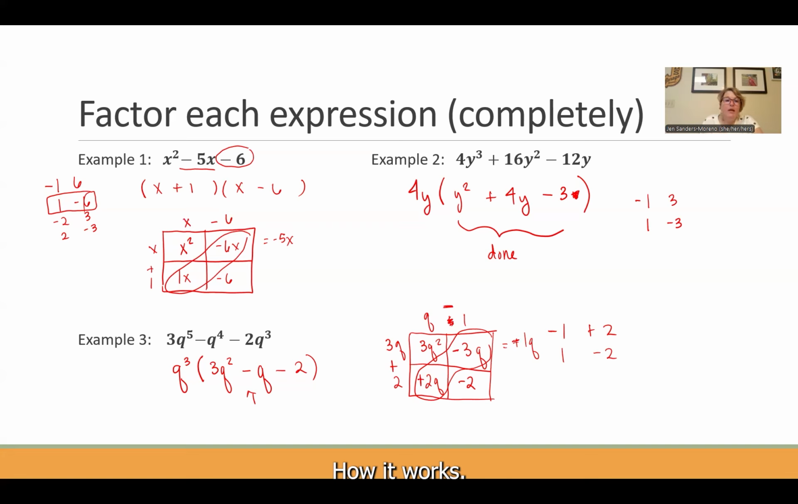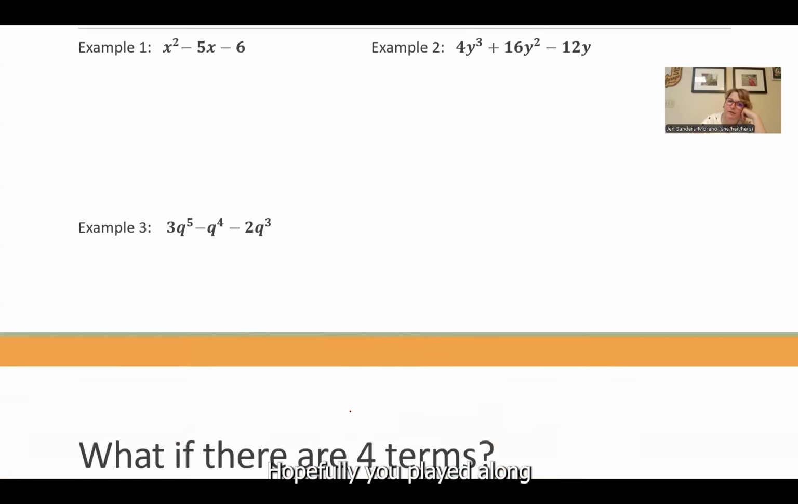how it works. So this will actually factor into, you ready for it? q minus 1 and 3q plus 2. Woohoo! All right. Did it. I did it. You watched. Hopefully you played along.